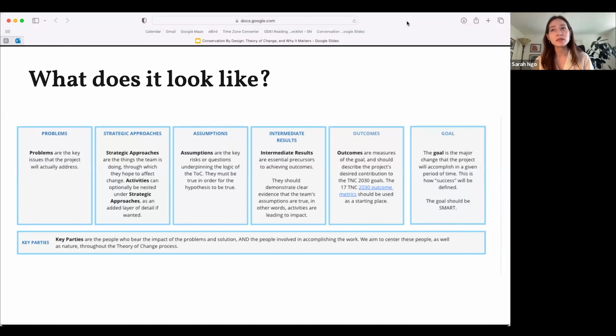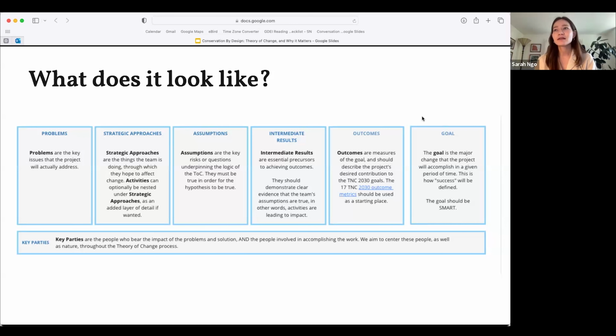And the different elements are, as you'll see, there is some context on here. So what are the problems that this project will actually address? Who are the people involved? And that includes both people or groups, institutions who are potentially bearing the impact of the problems and the solution, and also people who might be involved in helping us accomplish the work. The strategic approaches are the things that the team is doing, the interventions through which they hope to have change.